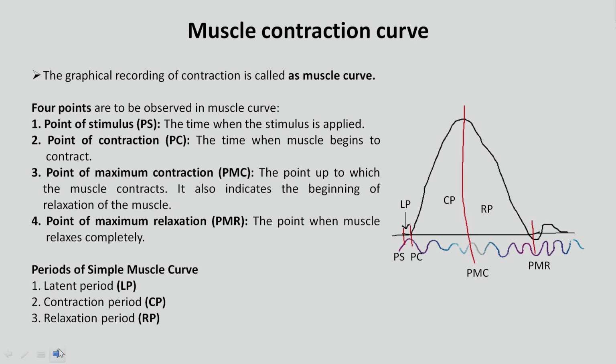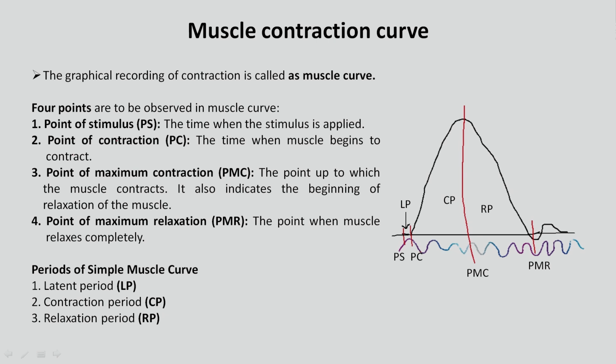Now, we will see what is called a muscle contraction curve. This is also very important, because if you plot some kind of work on graph paper, that will be called a muscle curve. So, the graphical representation of contraction is called a muscle curve. Here, 4 important points are there that we need to understand.